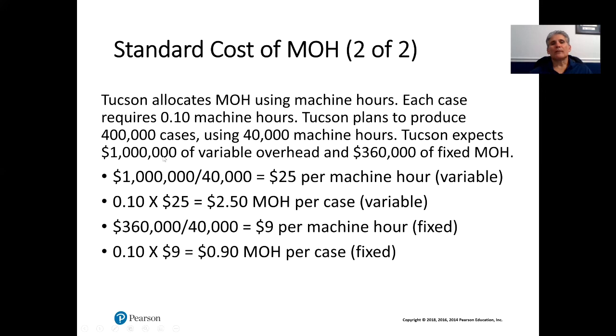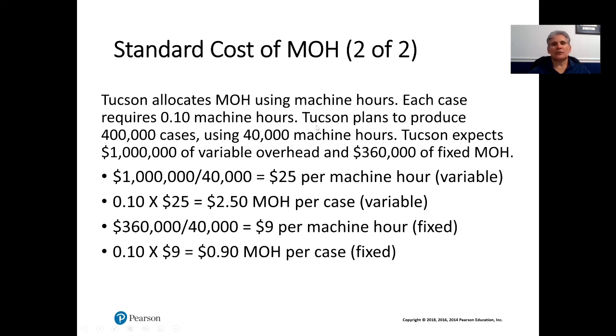Tucson expects $1 million of variable overhead, MOH, and 360,000 of fixed MOH. Okay. So the first step, let's come up with our variable costs per case. We take $1 million of variable overhead, variable MOH, and divide that by the 40,000 machine hours that we're expecting for the year. That's going to give us $25 per machine hour.